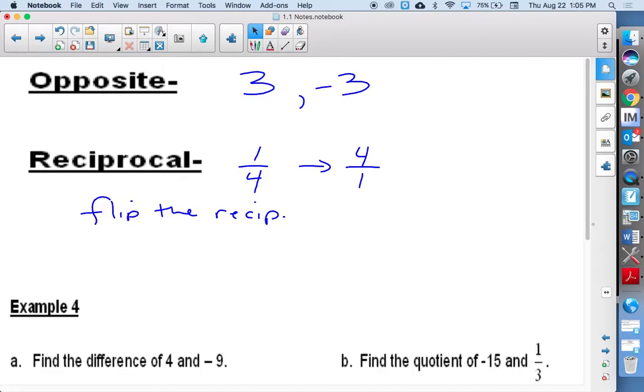Good questions? All right. 4 little problems on page 5, I think it is. Starting with example 4.